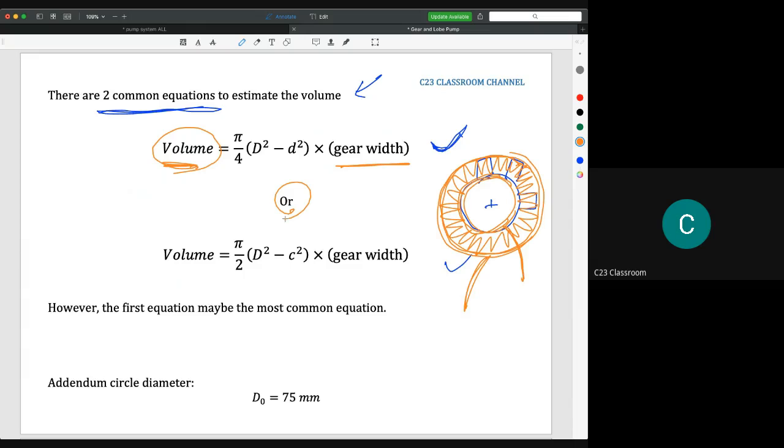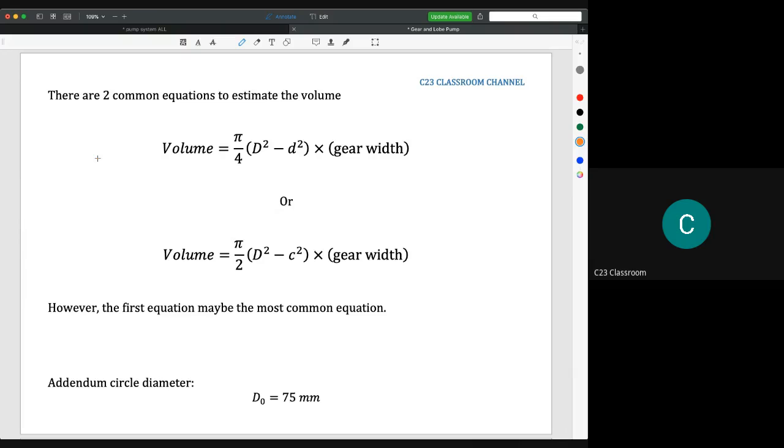So in this equation we use c square, which means the distance between two center points. When you use this equation, you must use pi over 2. This is not pi over 4 anymore because it uses another idea to calculate. But to simplify our lecture here, it is okay for you to remember these two equations. Be careful if you want to use the distance between two center points, you need to use pi over 2.